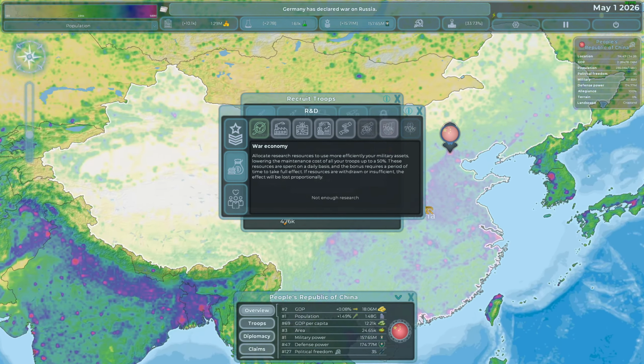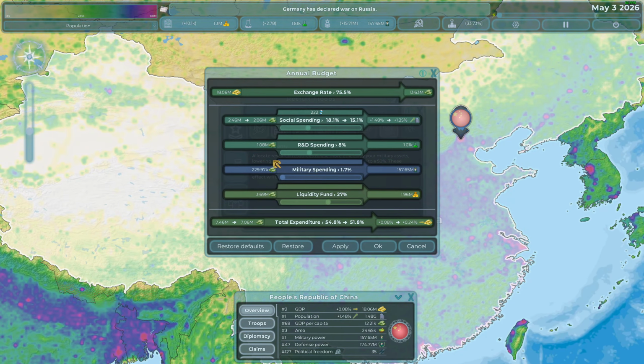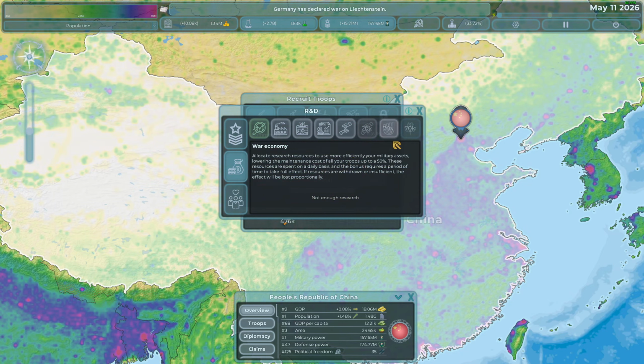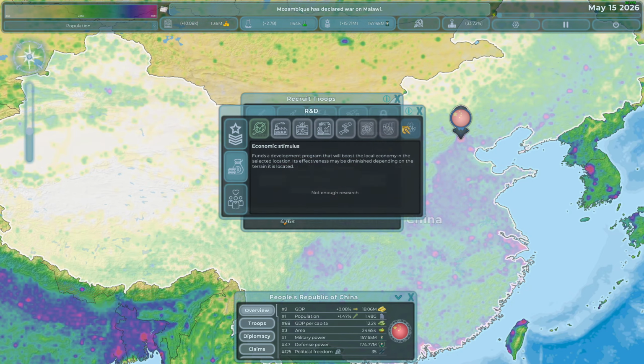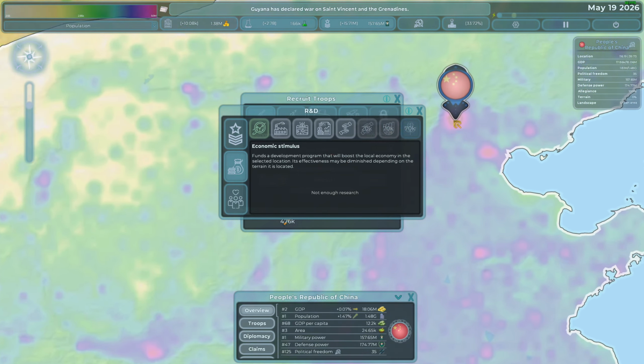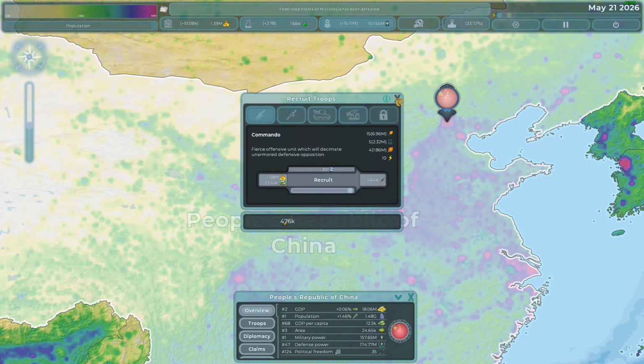I don't think I went over war economy. It reduces this maintenance cost by 50%. Like, I'd probably be spending like 1% or maybe even 0.9% on my military per tick or something. And an economic stimulus, you can just pop it here and it'll boost your economy. I don't use it that often, but it is a powerful tool.